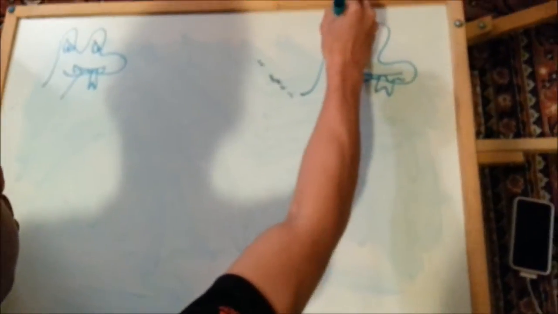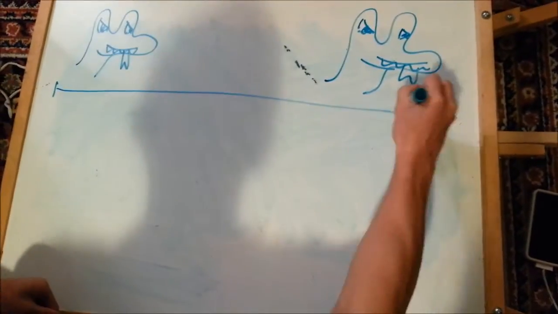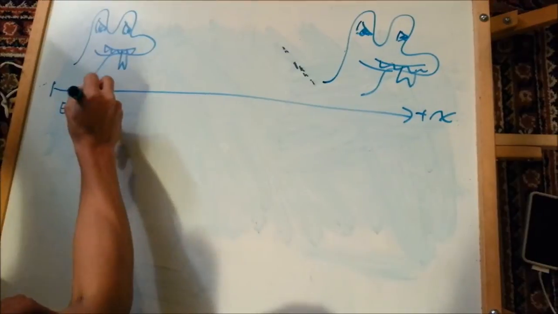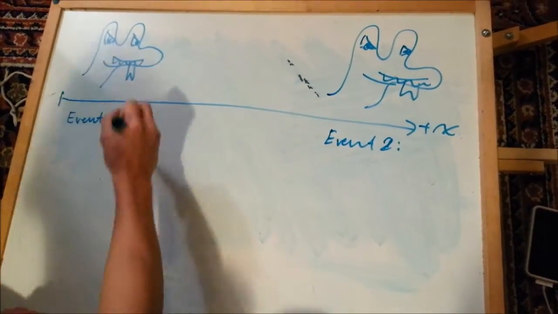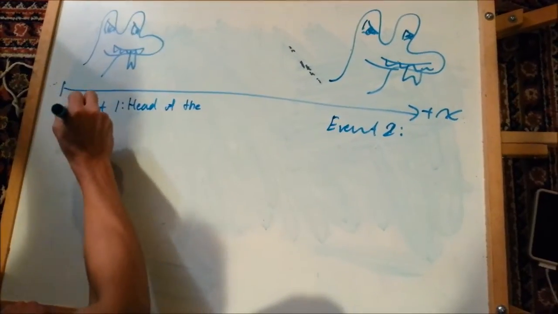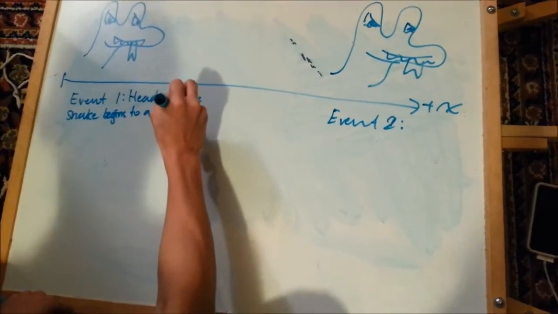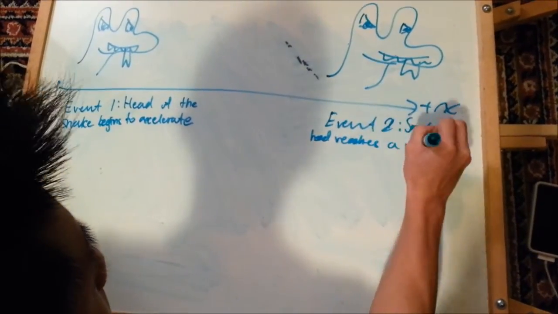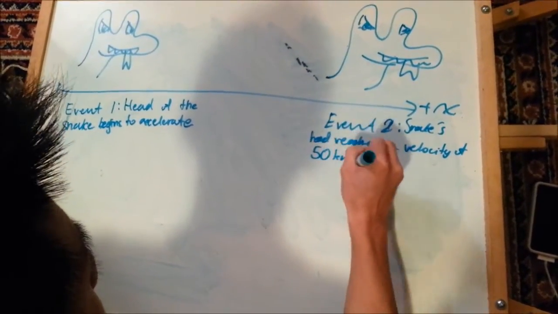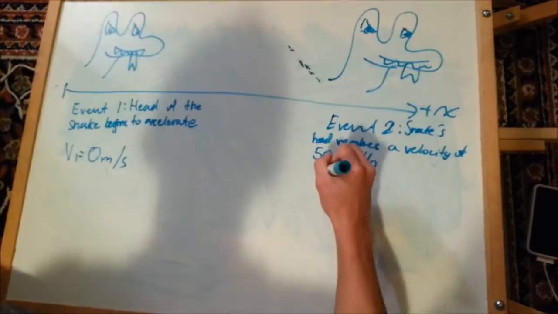We draw a pictorial representation of the problem. Set left to right as the positive direction. Let event 1 be when the head of the snake begins to accelerate. Then, event 2 is when the snake's head reaches a velocity of 50 kilometers per hour. So, the initial velocity is 0 meters per second, the final velocity is 50 kilometers per hour, and acceleration is 50 meters per second squared. We are required to find the value of delta t.